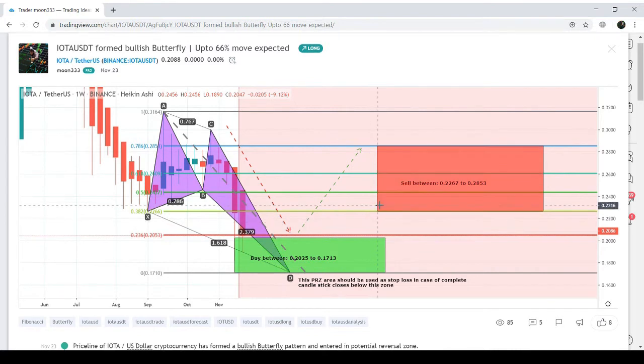So this is the 0.382 up to 0.786 Fibonacci of A to D leg. So this trade has the capacity to give up to 66% profit.